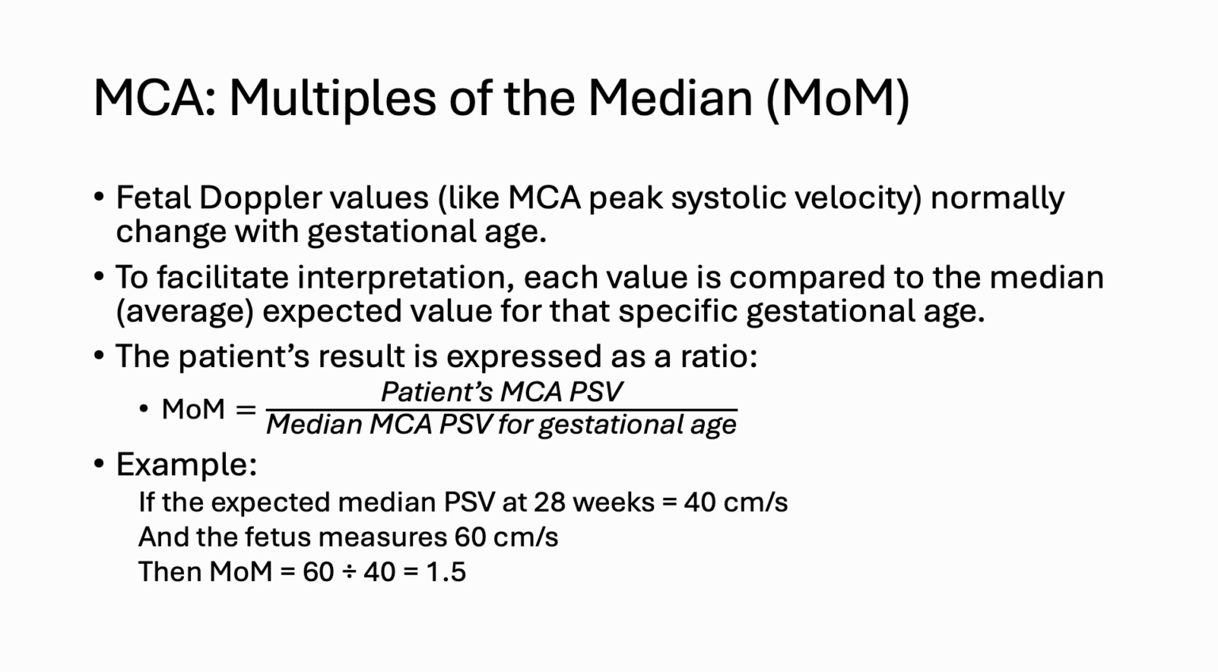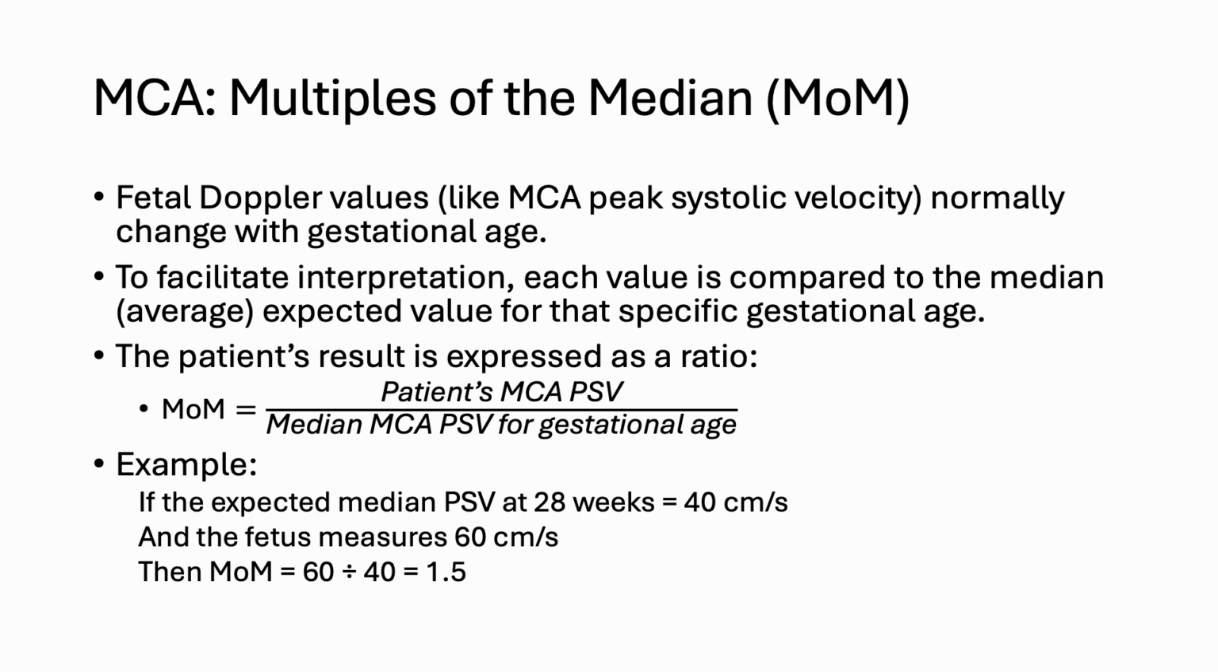So the MoM is where we put the patient's MCA PSV. What the sonographer usually measures, they divide that by the median MCA PSV for that gestational age. And so that gives you a MoM. If the expected median PSV at 28 weeks is 40, and the baby you're looking at is 60, so that's higher than 40, then the MoM is 60 divided by 40, which is 1.5.